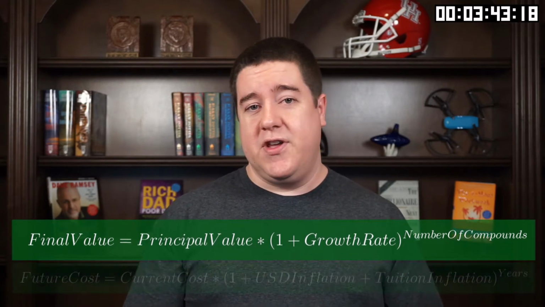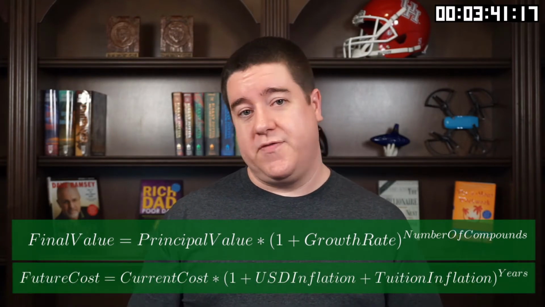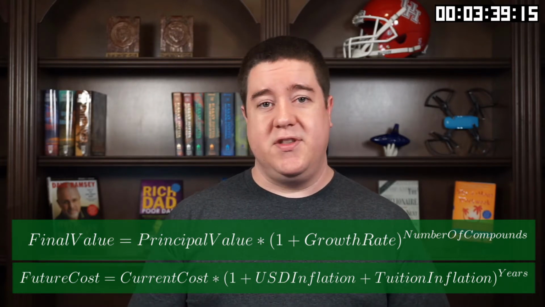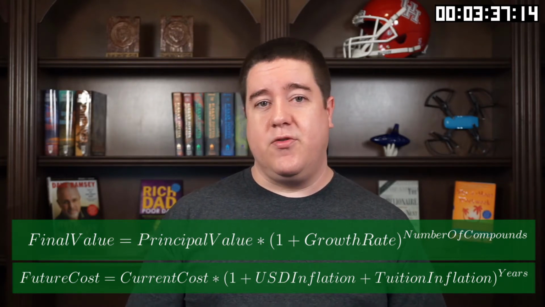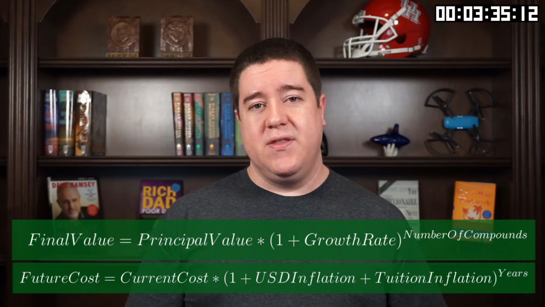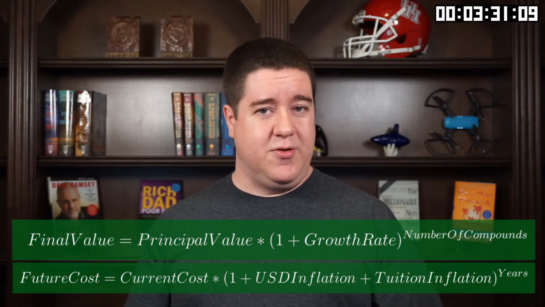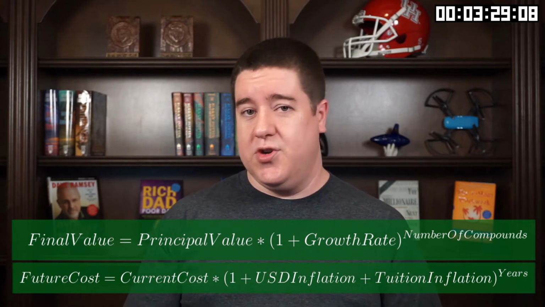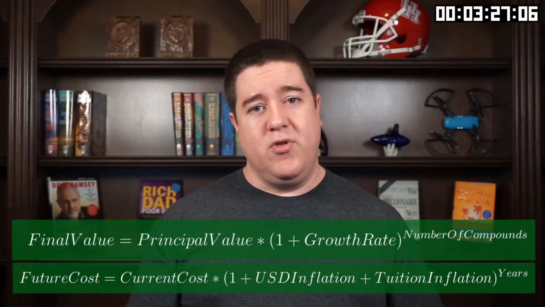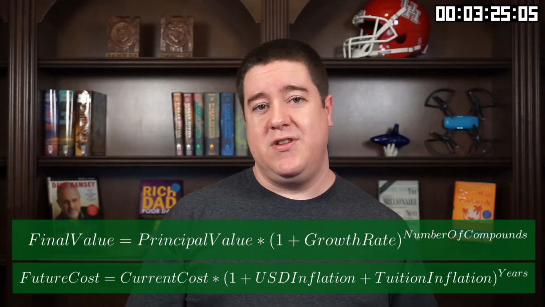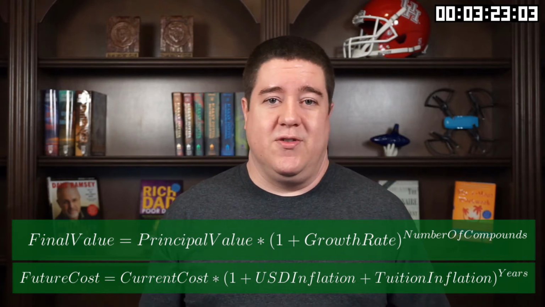So what does that mean in our terms? Well, the final value is simply the future cost of college. The principal is the current cost of college. The growth rate is actually two parts: the typical inflation rate of the US dollar and the typical increase in college tuition over time. And then the number of times we compound is simply how many years it's going to be until our kid turns 18.